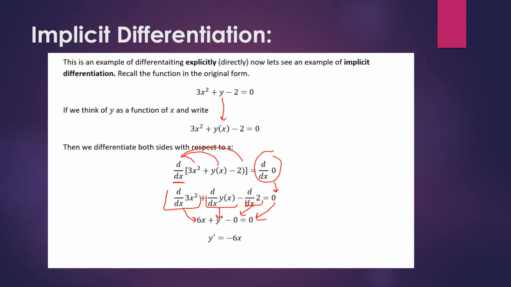So if we want to try to solve for y prime, we're going to get y prime equals negative 6x, which if you take a look at the last slide, that's the same answer that we got, which we would expect to have the same answer. This is an example of implicit differentiation. We didn't solve for y and then take the derivative. We took the derivative and then solved for y prime.